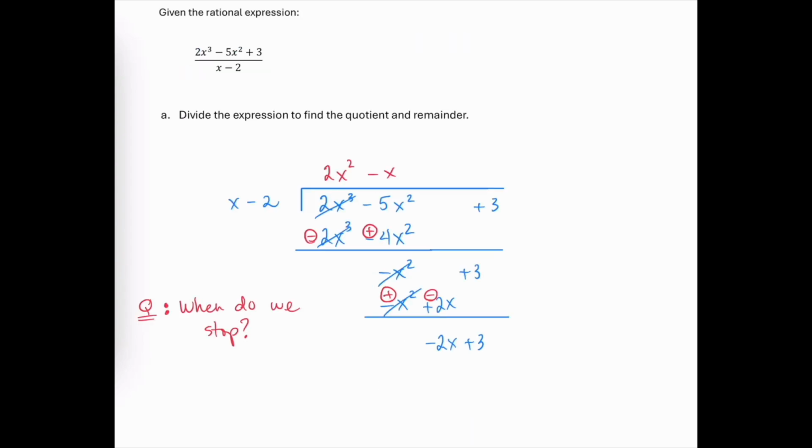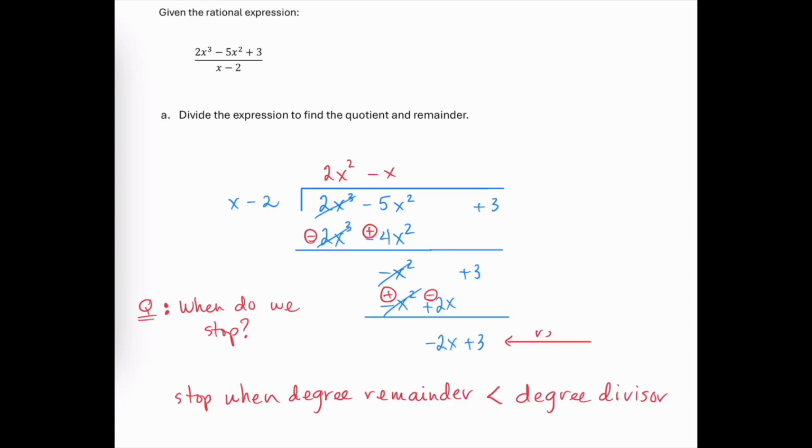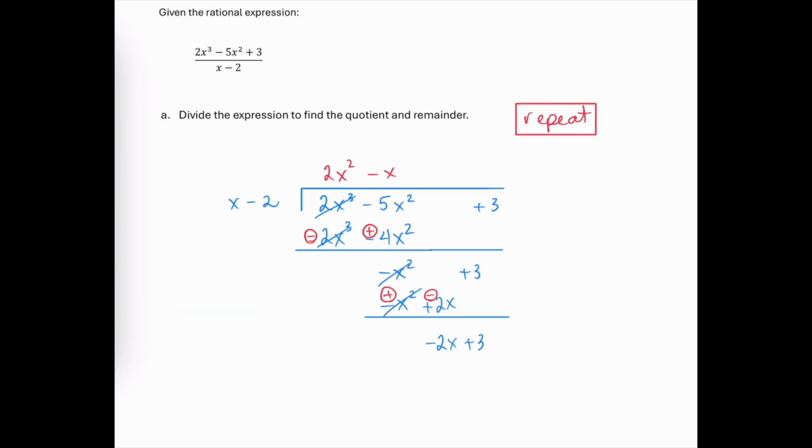So let's consider the question, when would we stop this process? We would stop dividing when the degree of the remainder is less than the degree of the divisor. This is our remainder, and its degree is positive 1. The degree of the divisor is also positive 1, so right now the degrees are the same, which means that we need to cycle through the long division one more time. So we hit the repeat button again, and we're going to treat this remainder as the new dividend.